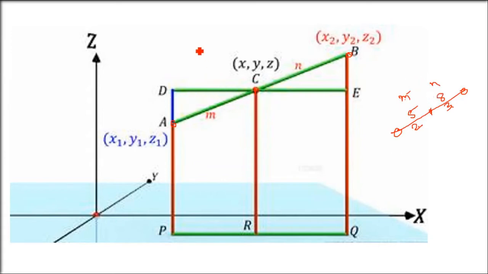So this is what we call the section formula, because we need to find the point which is in between. We have this A, this is B, these are 2 points, in 3D. So it is internally dividing. C is internally dividing AB in a certain ratio.